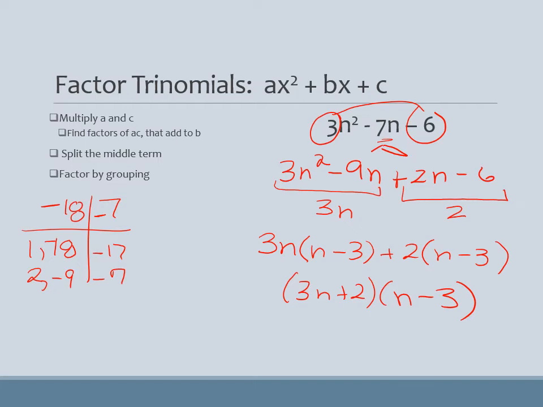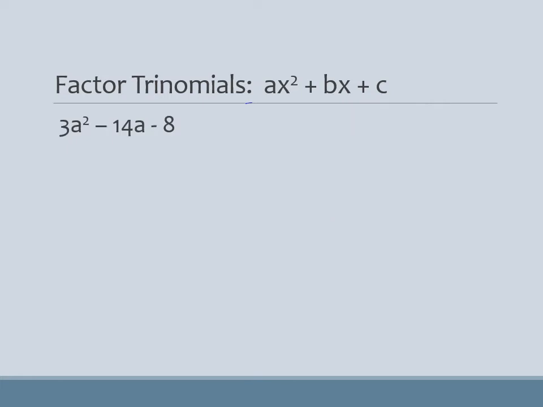All right, so now also, you want to check for a greatest common factor. I can't pull anything out of here. They're not all divisible by a number. So again, I'm going to go right to multiplying 3 times 8, which is 24, negative, that add to negative 14. So 1 and negative 24 adds to negative 23.